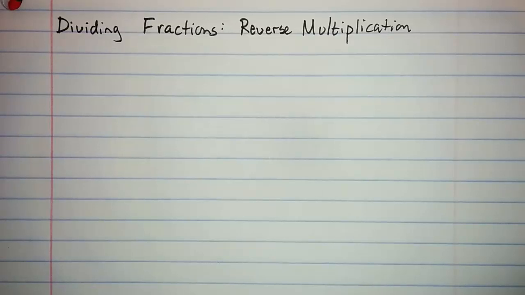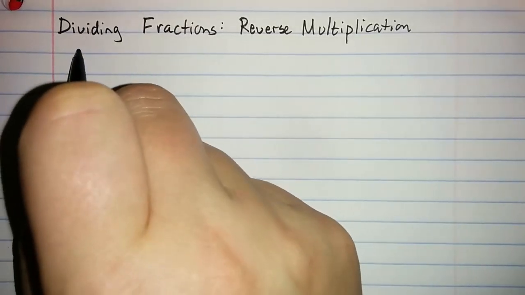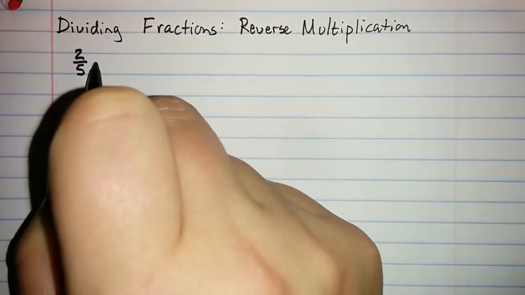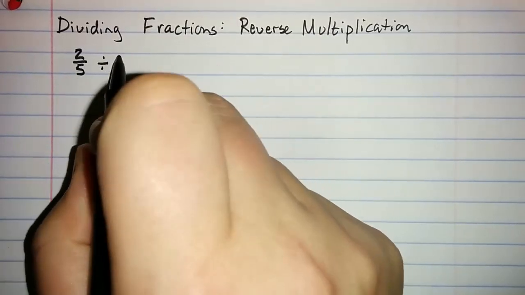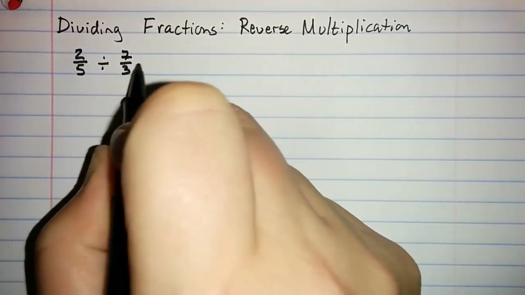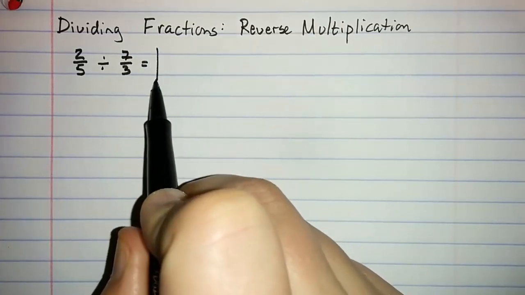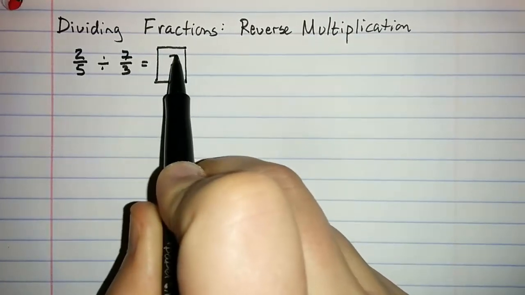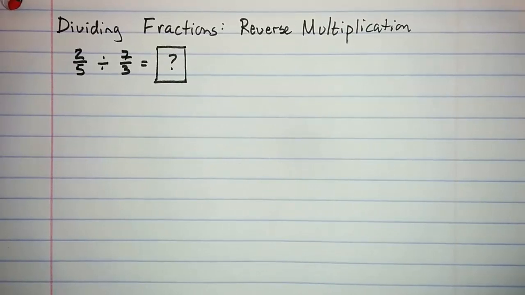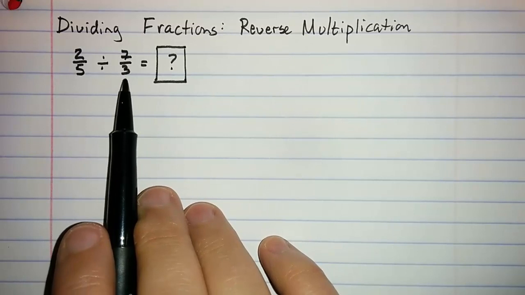Alright, how should we go about dividing fractions? Let's suppose we wanted to divide 2/5 by 7/3. We'd like to get some fraction for our answer, but we don't know what. How could we figure out what this answer ought to be?